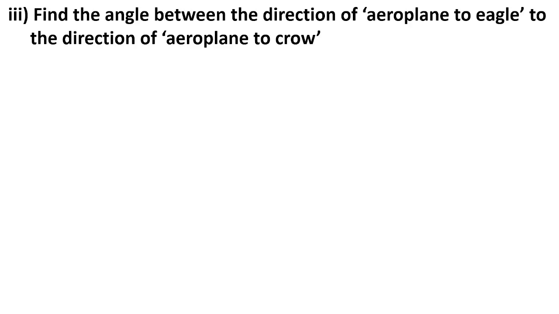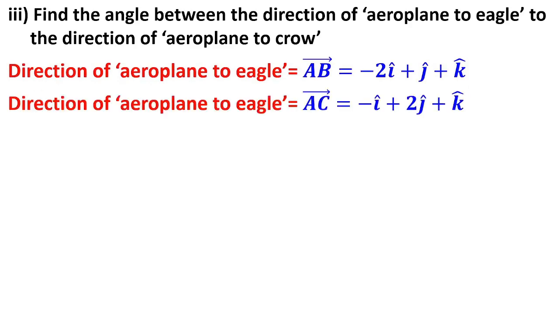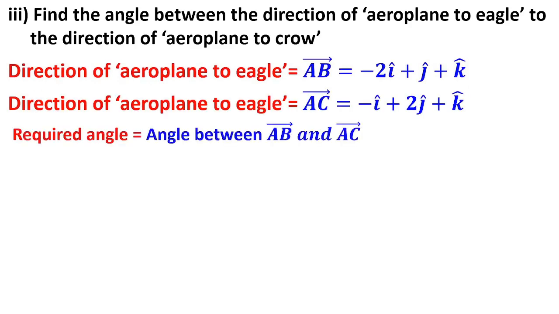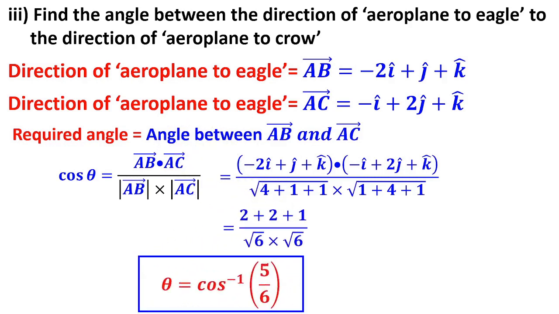Now, we want to find the angle between the direction of aeroplane to eagle and the direction of aeroplane to crow. They want the angle between AB and AC. The answer is AB dot AC by magnitude of AB times magnitude of AC. Therefore, I am finding the dot product. It is 5, and theta is cos inverse of 5 by 6. Therefore, we are finding the angle between AB and AC.